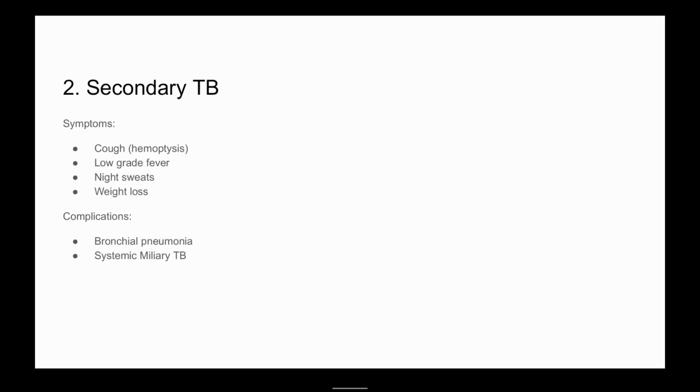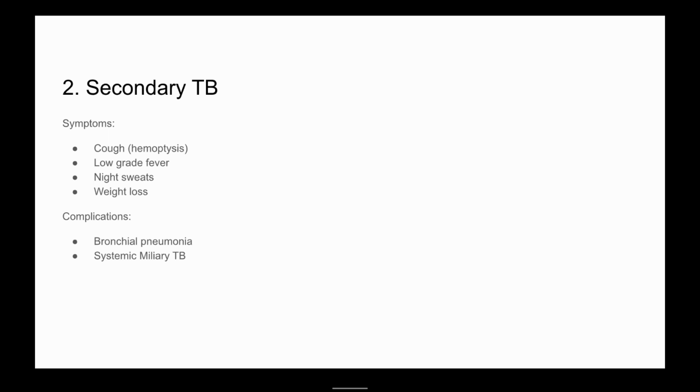The symptoms of secondary tuberculosis include a cough that is persistent in nature and lasts for weeks or even months, low grade fever, night sweats, weight loss. If not treated on time, complications could include bronchiectasis when it locally spreads to the nearby bronchioles, or systemic miliary TB when the infection spreads via circulation.